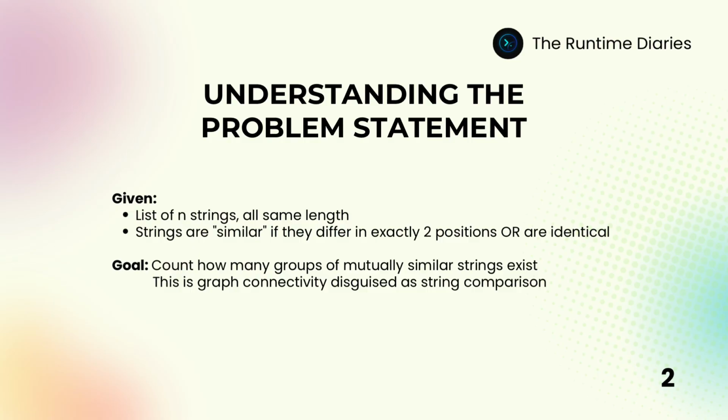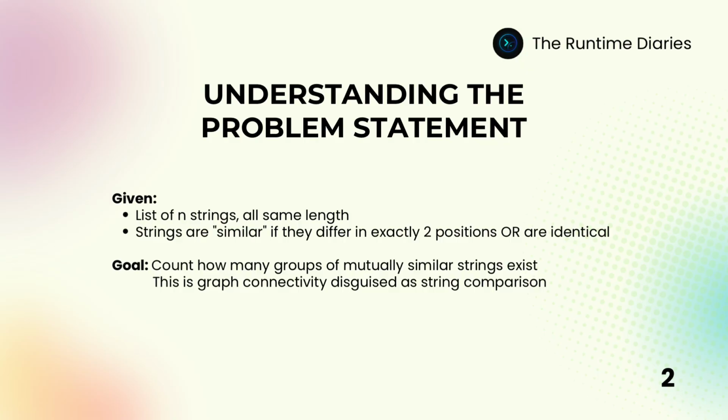We're given a list of strings. All the strings have the same length. That's important. Two strings are defined as similar if they differ in exactly two positions, or if they're completely identical. Our goal is to count how many groups of mutually similar strings exist.